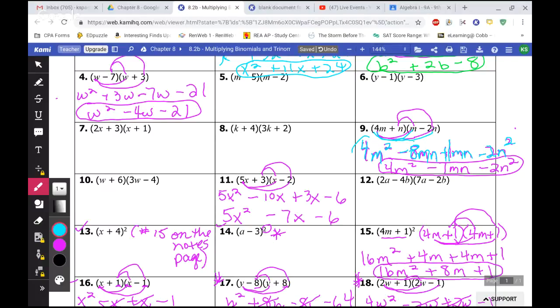And then when you combine the two middle terms, which now you can't really see very well, so let me rewrite them. It gives you a negative 7mn. And then you have 4m squared minus 7mn minus 2n squared.